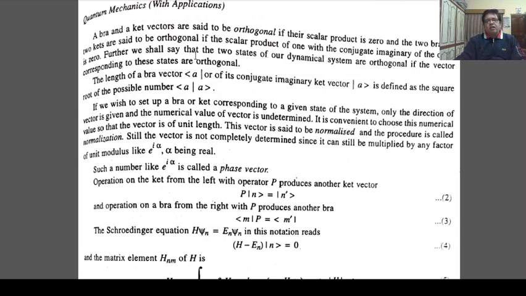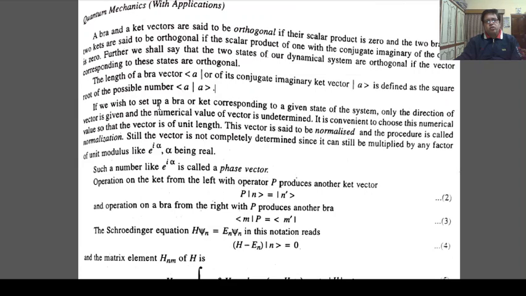Further, we shall say that two states of our dynamical system are orthogonal if the vectors corresponding to these states are orthogonal. The length of a bra vector A or of its conjugate imaginary ket vector is defined as the square root of the positive number ⟨A|A⟩.